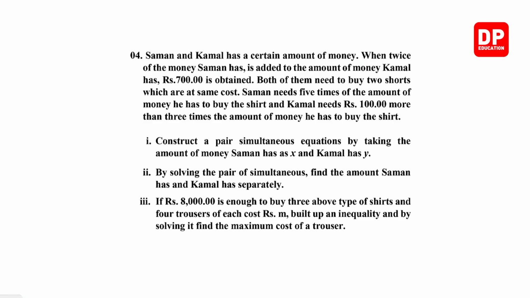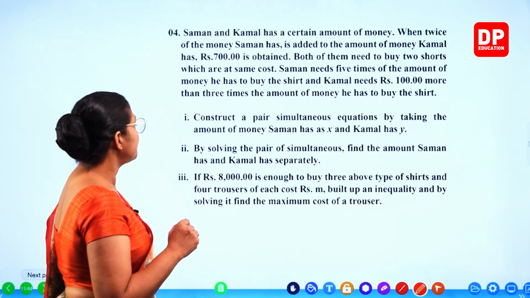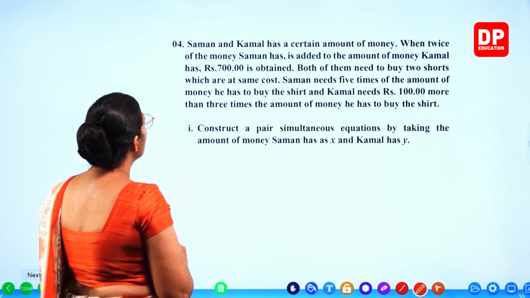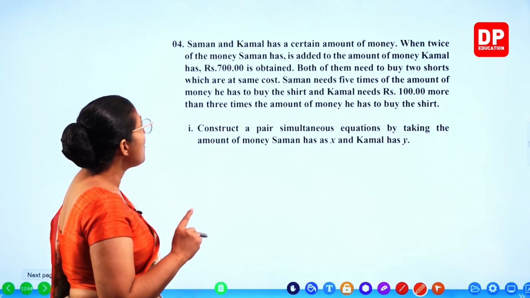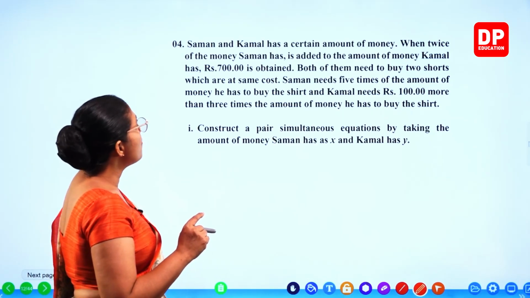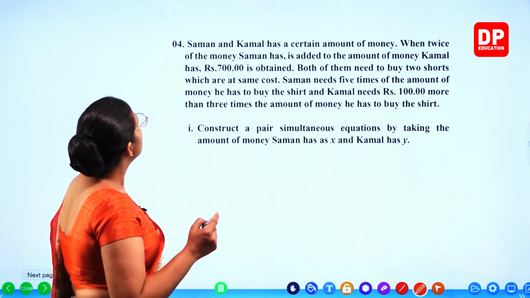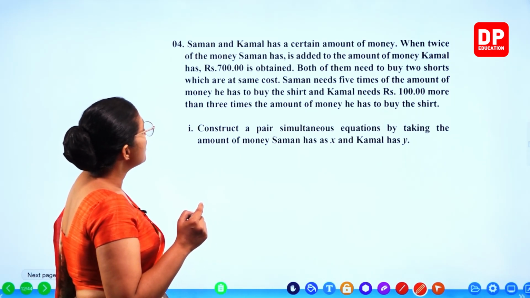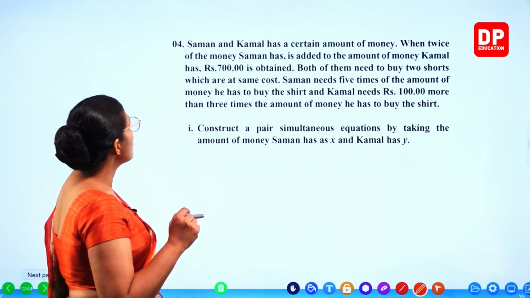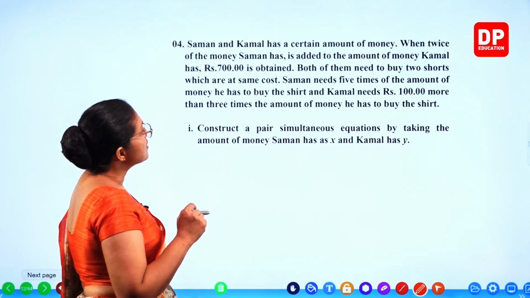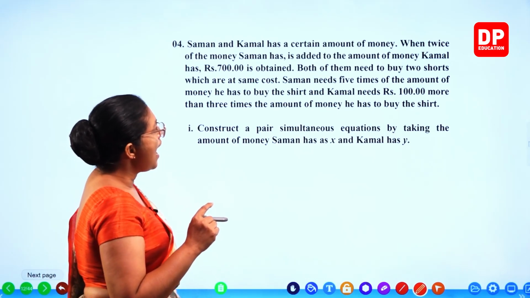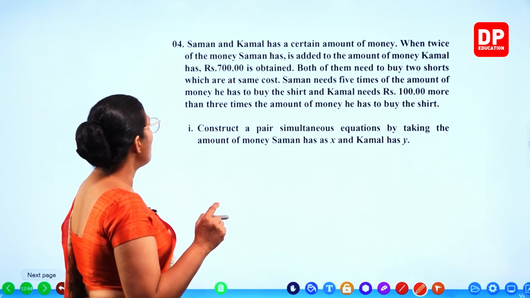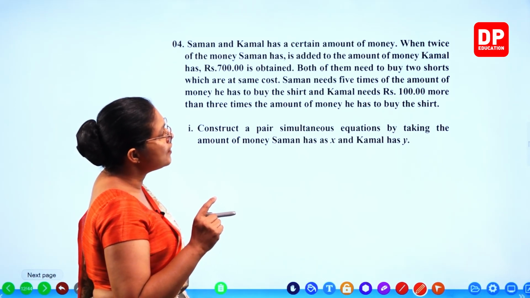Let's take question number 4. So you have to construct a pair of simultaneous equations in this question. Saman and Kamal have a certain amount of money. When twice the money Saman has is added to the amount of money Kamal has, 700 rupees is obtained. Both of them need to buy 2 shirts which are at the same cost. Saman needs 5 times the amount of money he has to buy the shirt, and Kamal needs 100 rupees more than 3 times the amount of money he has to buy the shirt.